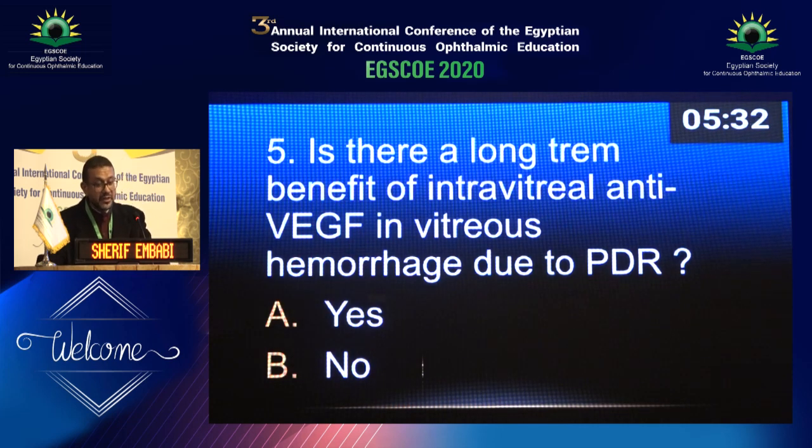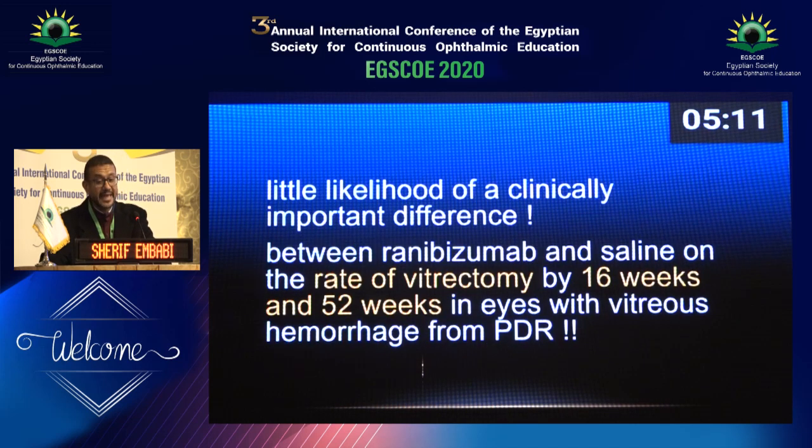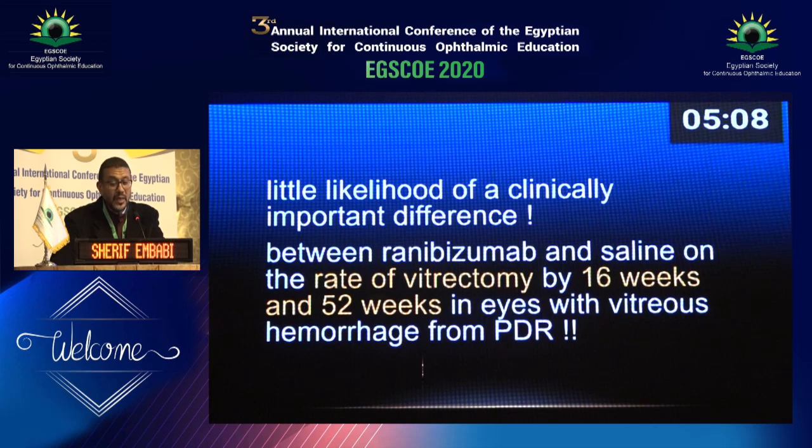Is there a long-term benefit of intravitreal anti-VEGF in vitreous hemorrhage? I have a patient coming to you having a vitreous hemorrhage, never had laser, and the first thing that the doctor says to him is, I'll inject you with Lucentis or Eylea or Avastin or whatever. Do you have support for this? There was a randomized clinical trial evaluating intravitreal ranibizumab or saline for vitreous hemorrhage. In cases of proliferative diabetic retinopathy, there is little likelihood of a clinically important difference between injecting anti-VEGF and saline. And the rate of vitrectomy by 16 and 52 weeks in eyes with vitreous hemorrhage from PDR was just the same. So if you inject just saline or anti-VEGF, it's the same.